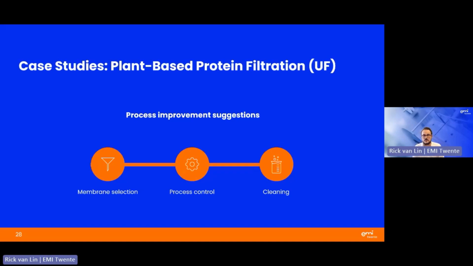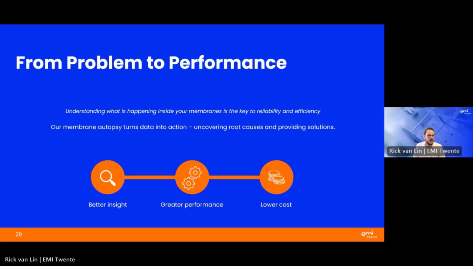And look at the cleaning regime. Maybe the cleaning type is sufficient, but maybe it's required to do this on a more frequent basis. Understanding what's happening inside of your membranes is key to reliable and efficient production, and we feel our membrane autopsy turns data into action, uncovering root causes and providing solutions to optimize your process, leading to better insights, hopefully great performance and lower cost.